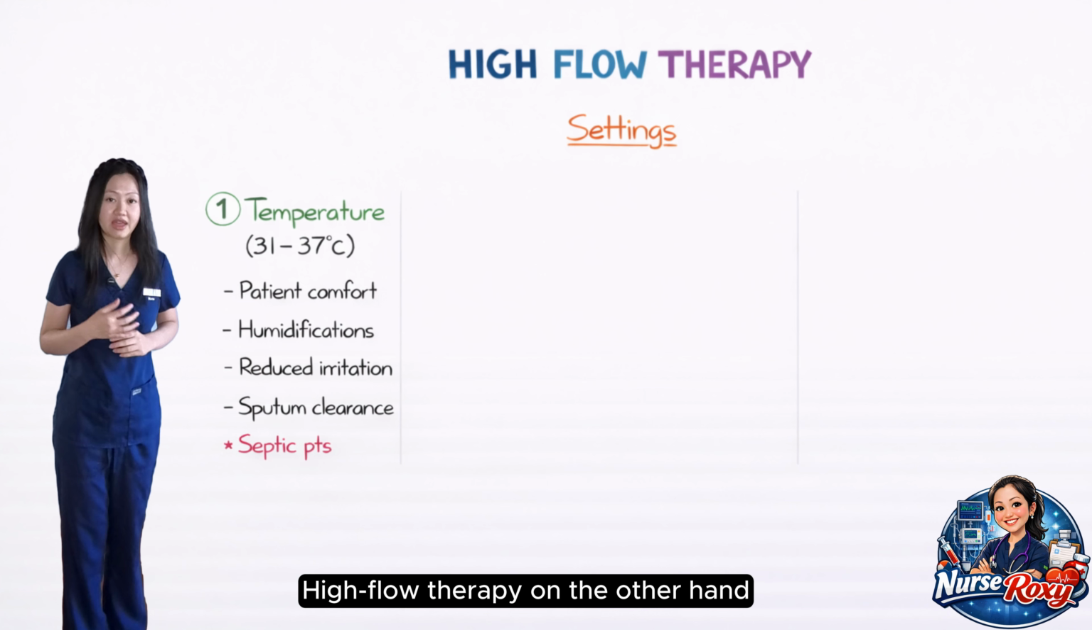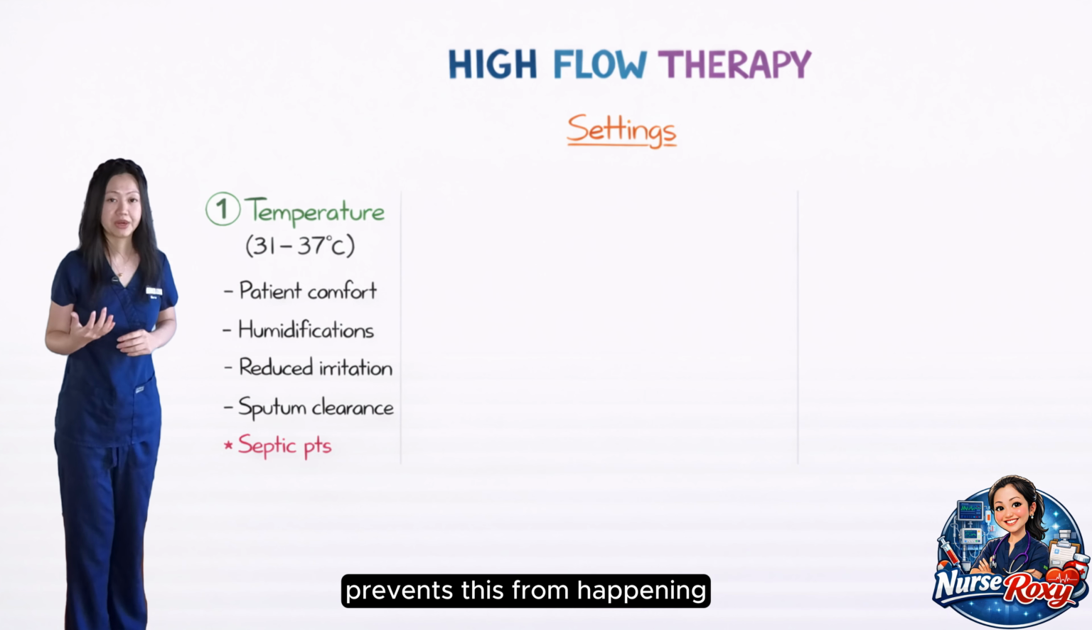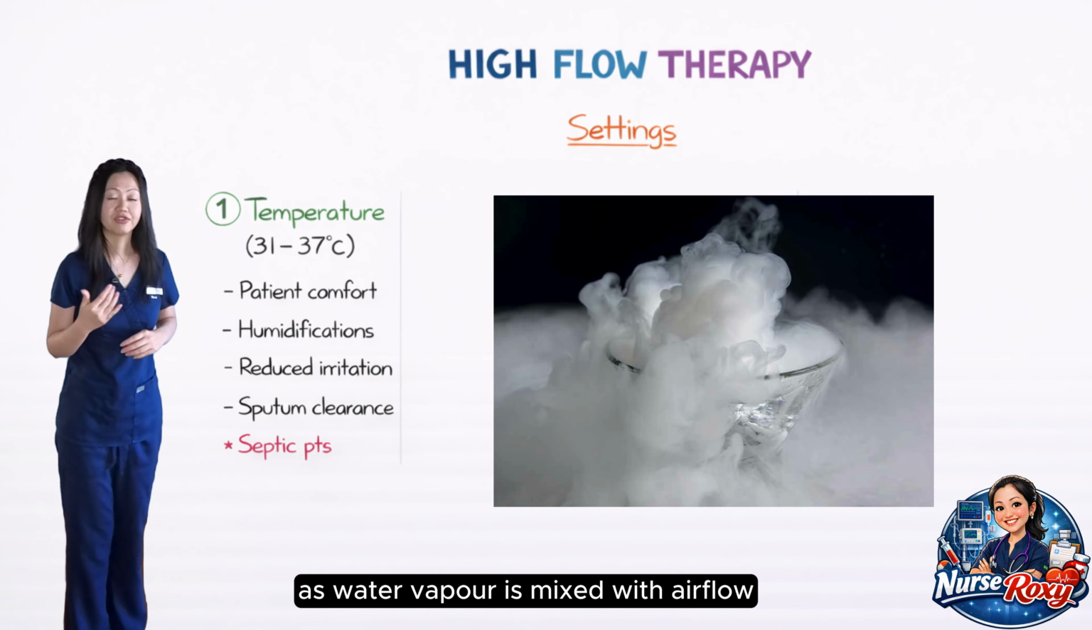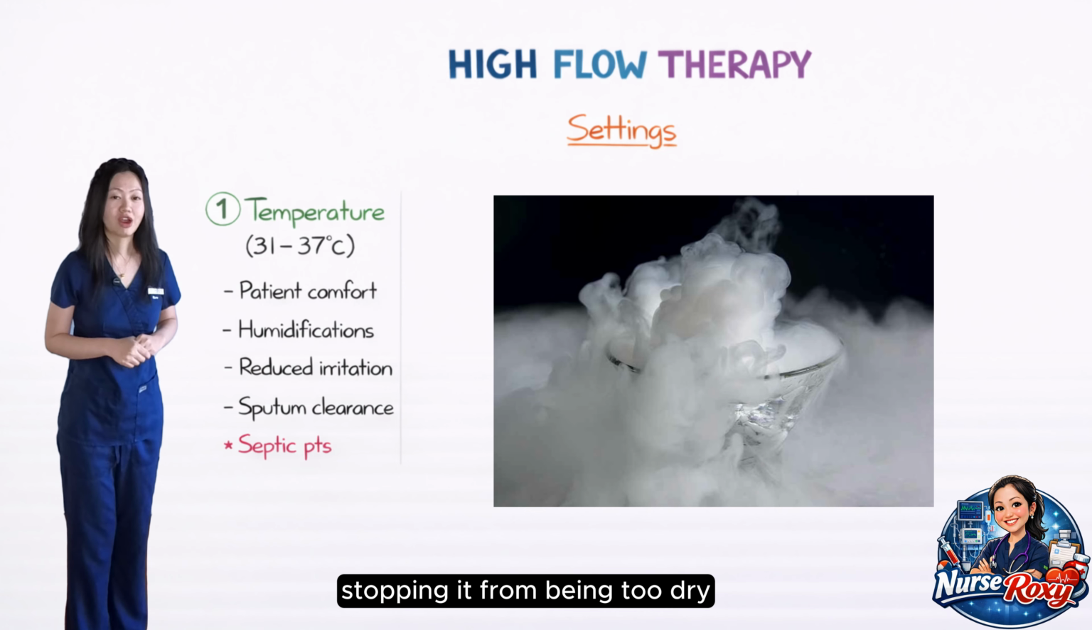This high flow device not only has a heated but also humidified circuit. Let me ask you something. Have you seen patients who have got a nosebleed while they are on low flow nasal cannula for a period of time? This is mainly because the oxygen that they are breathing in is dry oxygen, which irritates their nasal mucosa. High flow therapy, on the other hand, prevents this from happening by humidifying the oxygen as water vapor is mixed with airflow, stopping it from being too dry.